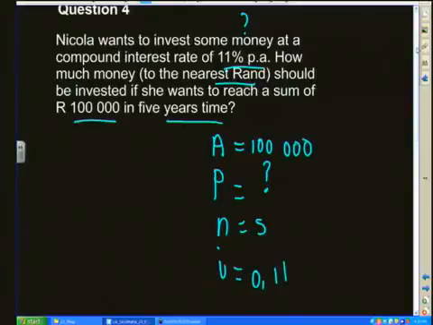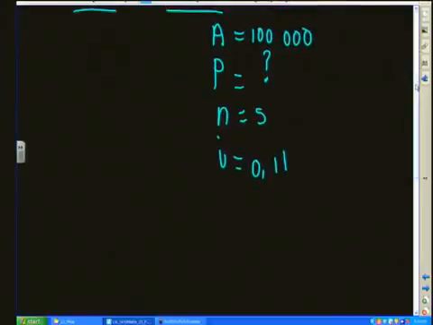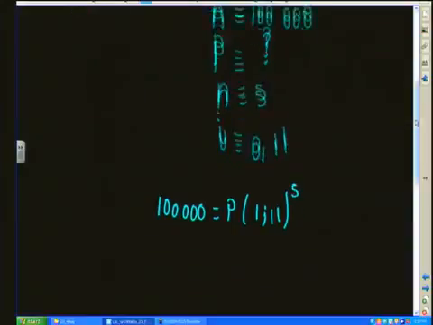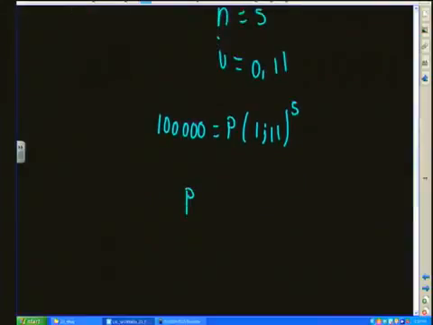All right. So we're looking for P. We've got A, N, and I. So we're going to say 100,000 is equal to P times 1 plus I. I is 0.11, so it's going to be 1.11 to the power of N, power of 5. Right, we're looking for P, so we divide both sides by 1.11 to the power of 5, so we get P is equal to 100,000 divided by 1.11 to the power of 5.